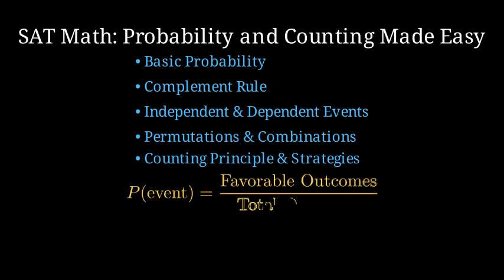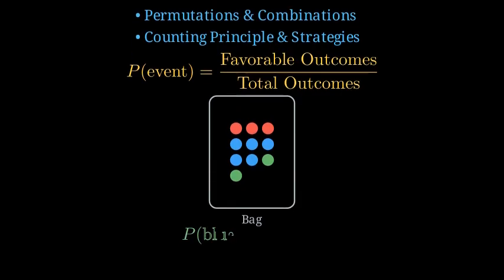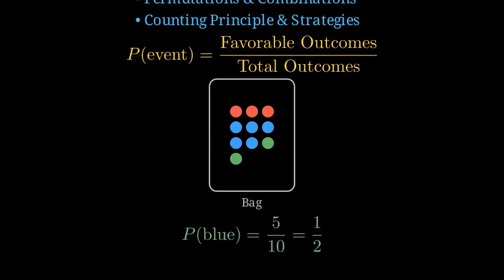Part 1. Basic probability. Probability measures how likely an event is to occur. The formula is probability of the event equals favorable outcomes over total outcomes. Example, a bag has 3 red marbles, 5 blue marbles, and 2 green marbles. What is the probability of drawing a blue marble?